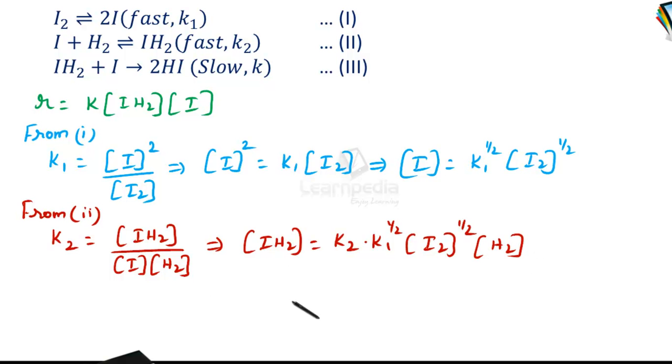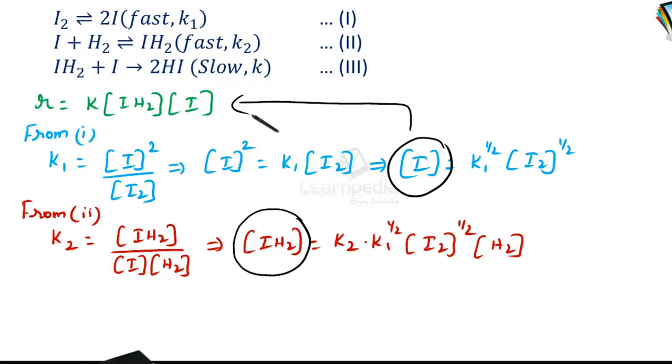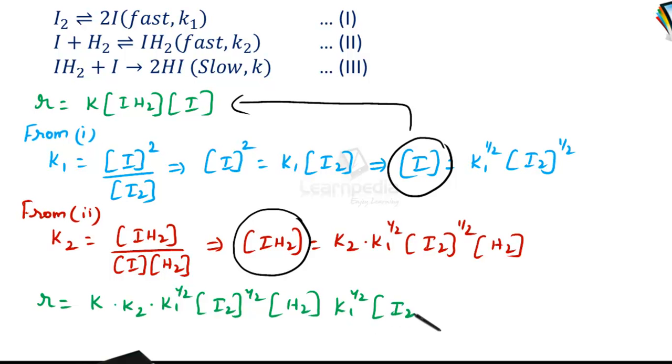So now by substituting the terms for the concentration of IH2 and the concentration of I in this particular expression, we will get our final answer. And it is like this. Now R is equal to K into concentration of IH2, means this one, K2 into K1 to the power of half into I2 to the power of half into concentration of H2, multiplied by concentration of I, which is this one, that is K1 to the power of half into concentration of I2 to the power of half. Of course, K1 to the power of half times K1 to the power of half becomes K1 totally.